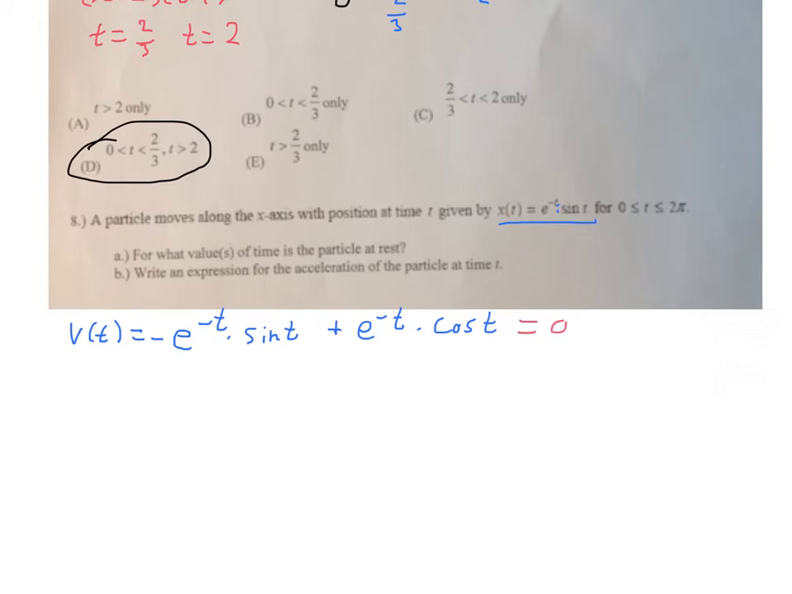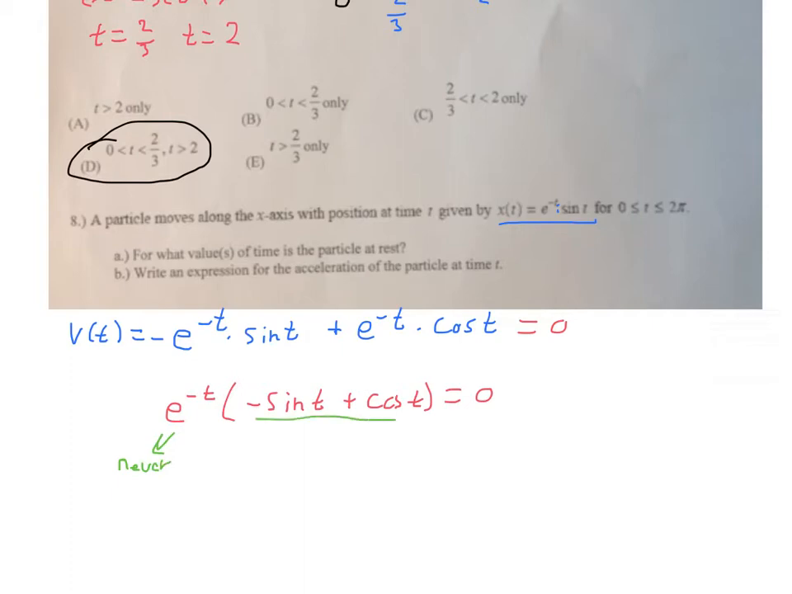When does this equal 0? If we factor out an e to the negative t, we have negative sine t plus cosine t is equal to 0. There's nothing that I can plug in for t that I can put in the exponent of a real number and have that be equal to 0. So this will never be equal to 0.